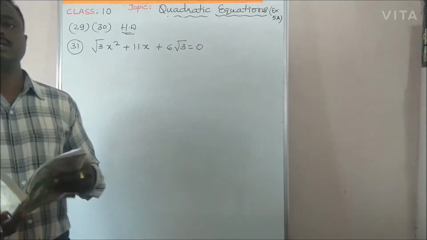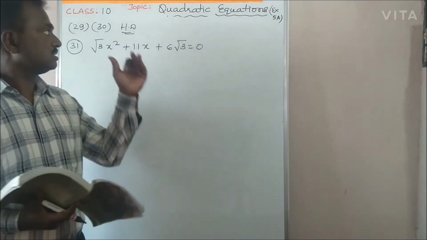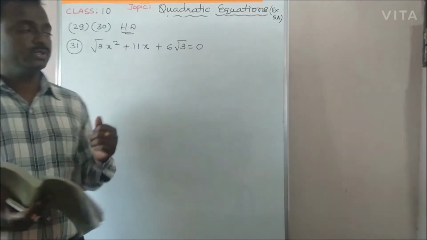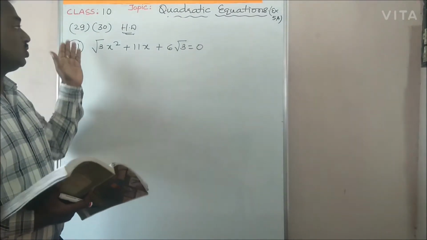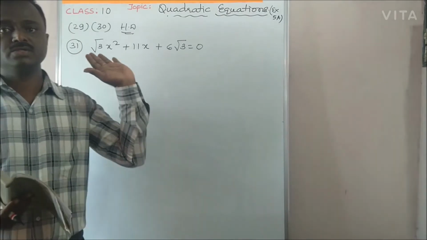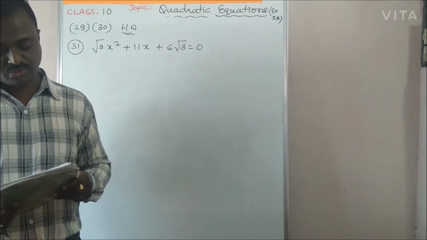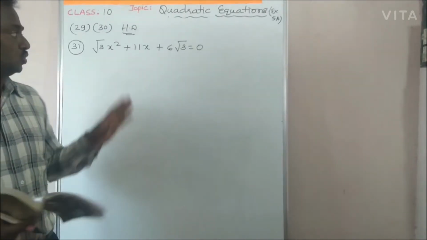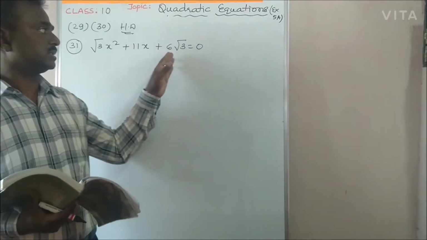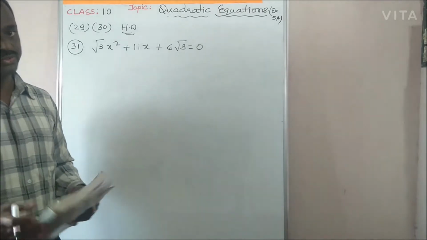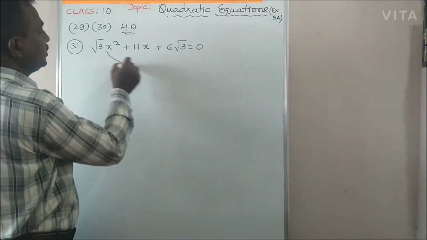So in this session, I will continue with exercise number 5A with question number 31. So 29 and 30 is homework. Since the last session I did, the same method you have to follow for the two questions. Now question 31 is root 3x square plus 11x plus 6 root 3 is equal to 0. Procedure is same. So what you have to do?